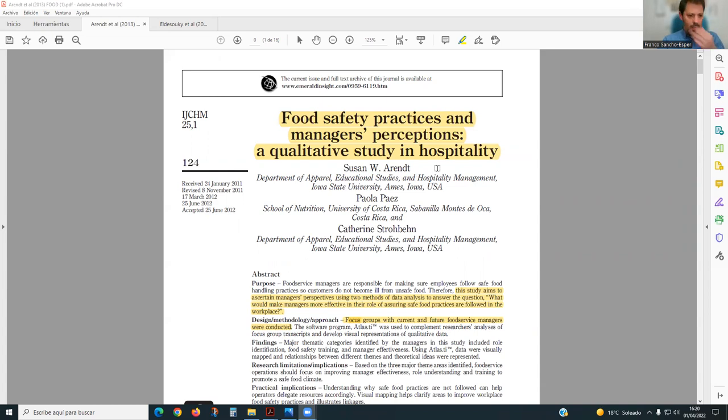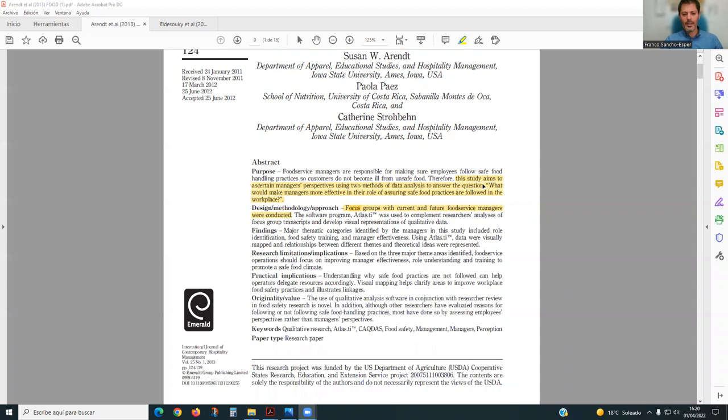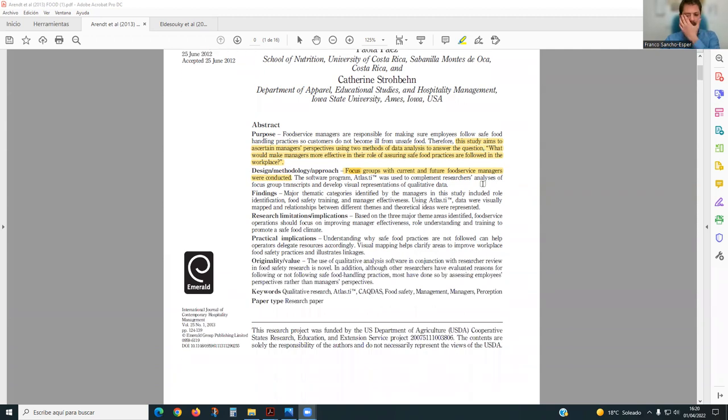in other studies. The first one we are going to see is called Food Safety Practices and Managers' Perceptions, a qualitative study in hospitality. This study is done in the United States of America, and we are going to see the different elements that are explained in the study.